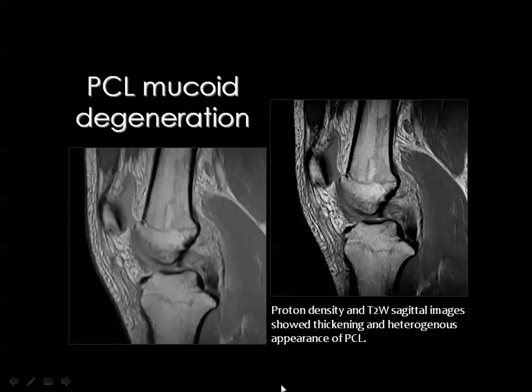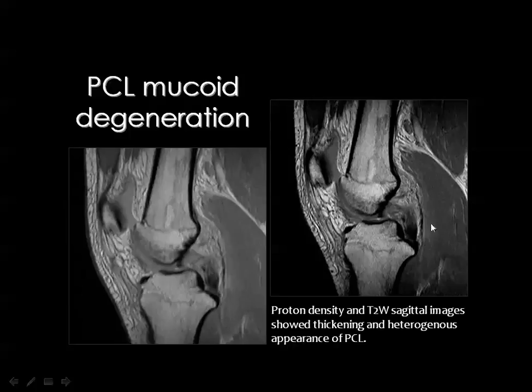And then you remember that there is mucoid degeneration of the anterior cruciate ligament, and there is also mucoid degeneration of the posterior cruciate ligament. The posterior cruciate ligament will be somewhat swollen, and it will maintain its anatomic configuration, but it will show intermediate signal in all pulse sequences. No bright signals here, because bright signals will indicate complete rupture.